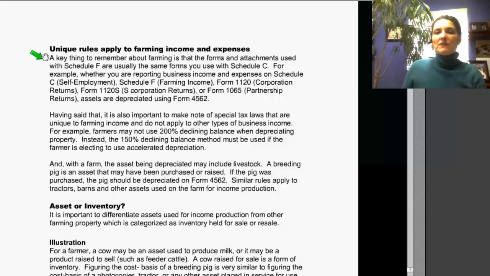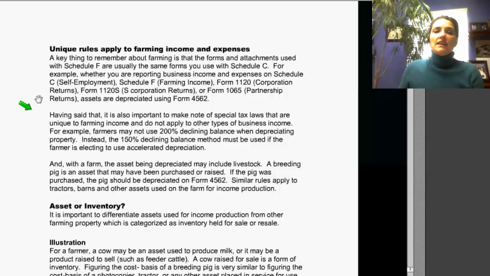Now, a key thing to remember about farming is that the forms and attachments used with Schedule F are usually the same forms you use with Schedule C. For example, whether you are reporting business income and expenses on Schedule C for self-employment, Schedule F for farming income, Form 1120 for corporate returns, Form 1120S for S corporation returns, or Form 1065 for partnership returns, assets are depreciated using Form 4562. So we taught you how to do a Form 4562 in our course, and we've shown you how to do Form 4797 in our course. And so a large part of what goes into a farming return is an understanding of all of the other forms that we've already been teaching you about.